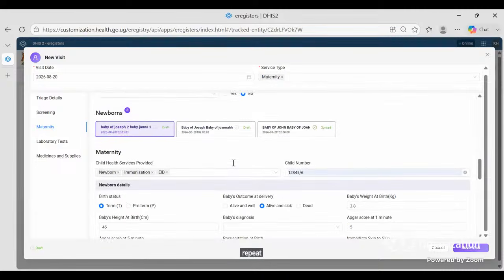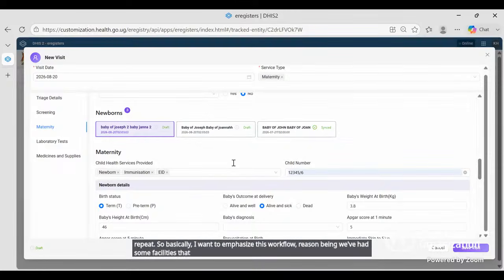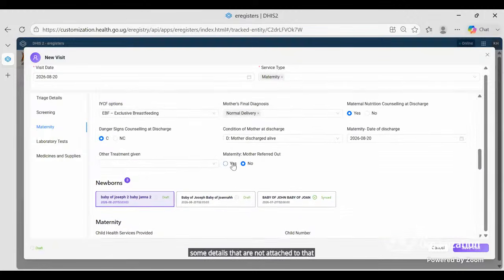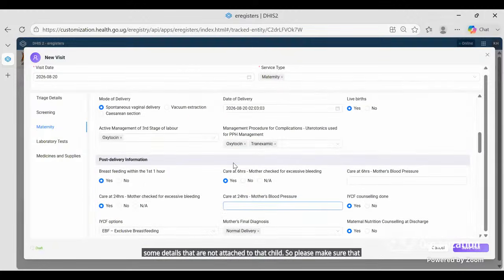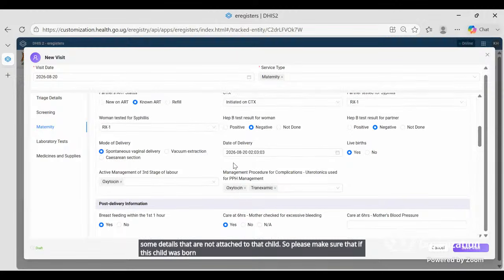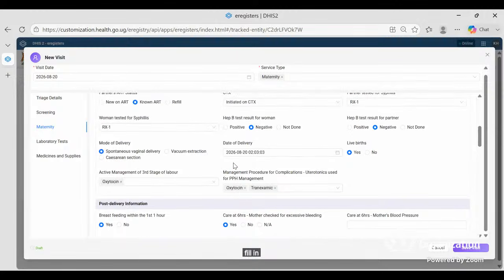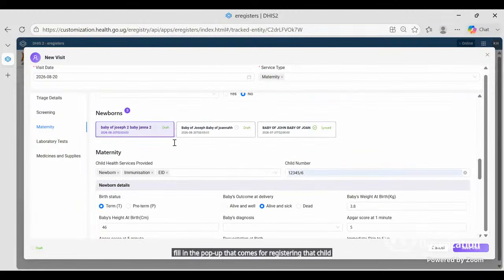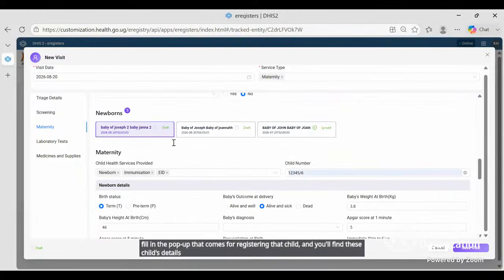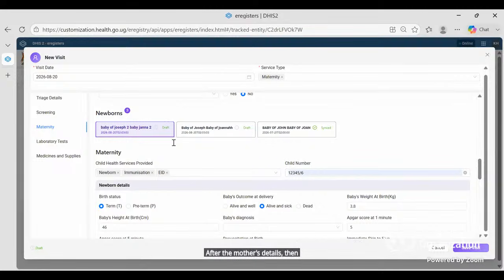So basically, I want to emphasize this workflow. Reason being, we've had some facilities that would register the mother, and then they go ahead and add child's health services to the mother, and then they add some details that are not attached to that child. So please make sure that if this child was born, whether alive or dead, fill in the pop-up that comes for registering the child, and you'll find this child's details after the mother's details. Then you'll go ahead and enter that particular information.